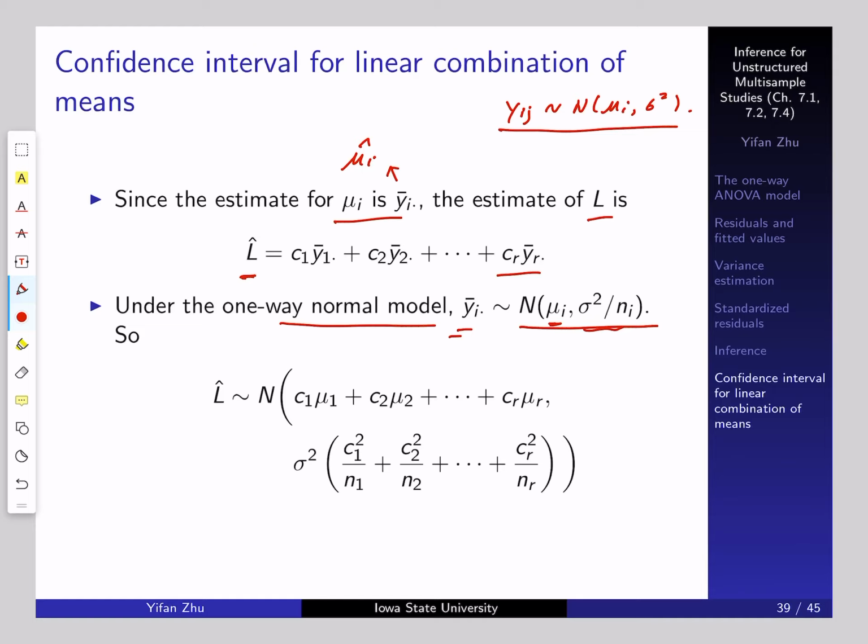Then with that, you know that L hat has a mean C1 times mu1 plus C2 times mu2 plus up to CR times mu r, because each Yi dot bar has a mean mu i. And the variance is sigma squared times C1 squared over N1 plus C2 squared over N2 plus up to CR squared over NR.